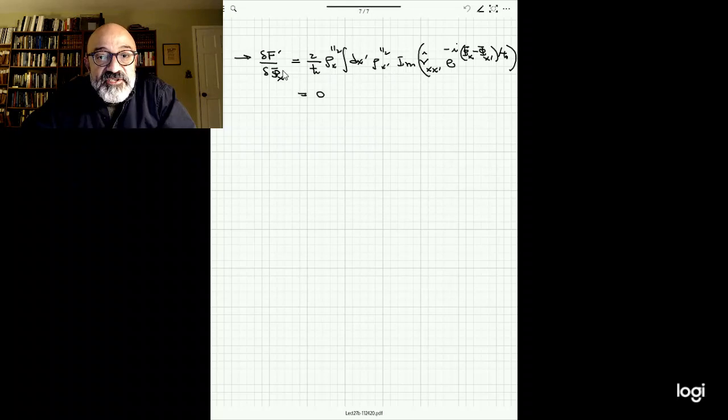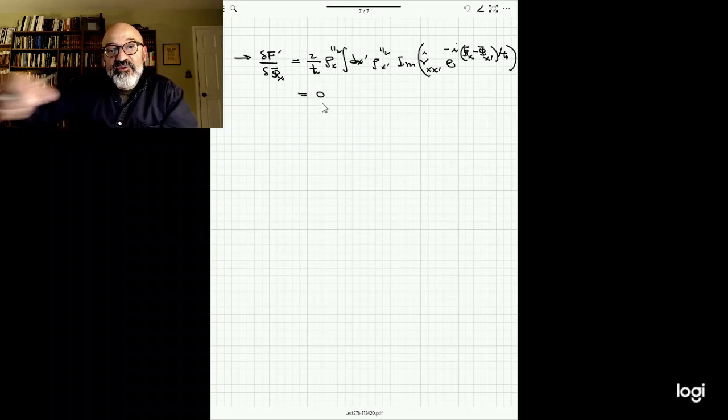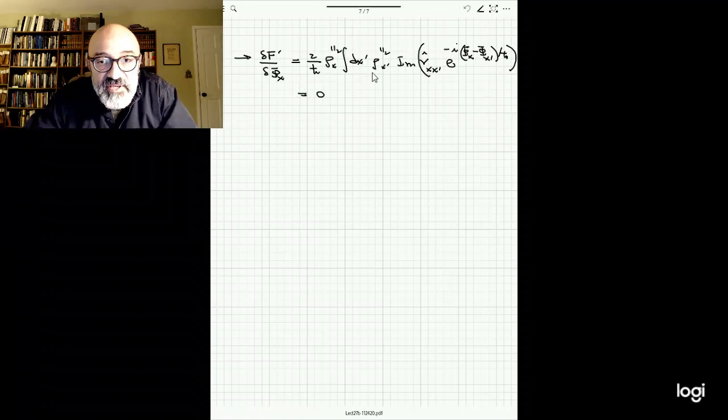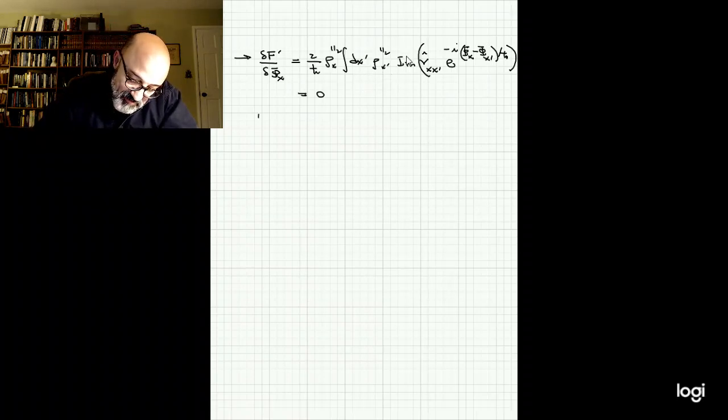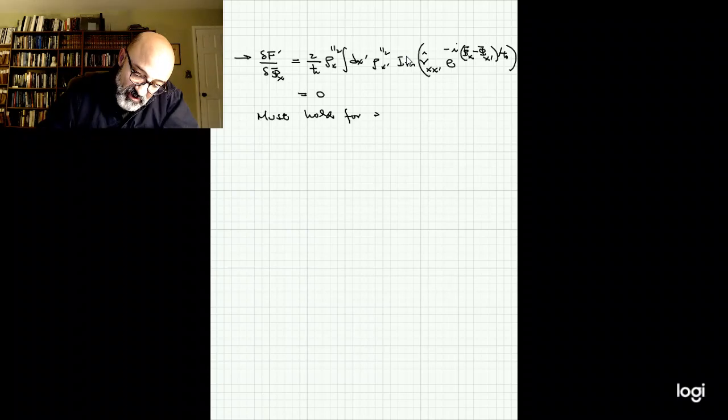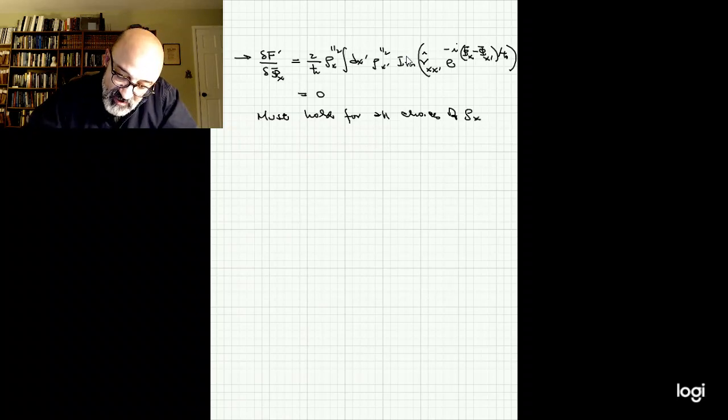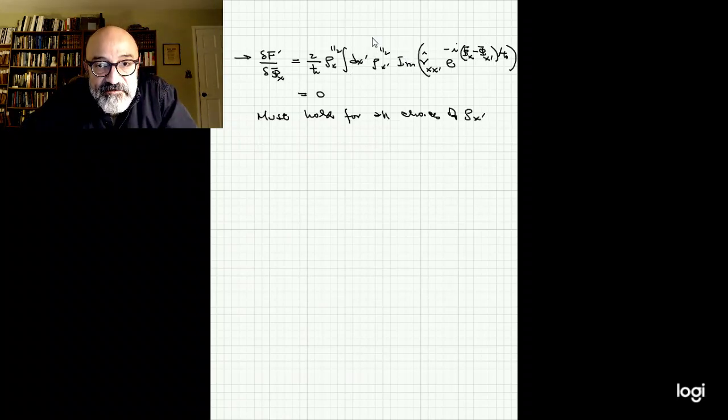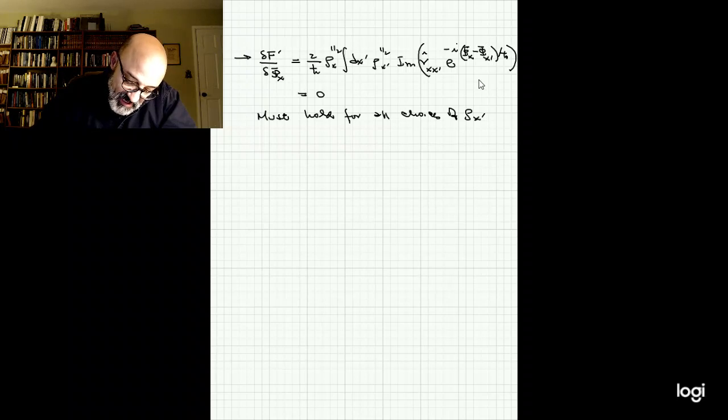Now, this condition has to hold no matter how you start your evolution, right? It has to hold independently of what the initial conditions are. So it has to hold for all rho, it must hold for all choices of rho x prime. So what that means is that not only the integral has to vanish, but the integrand has to vanish too.